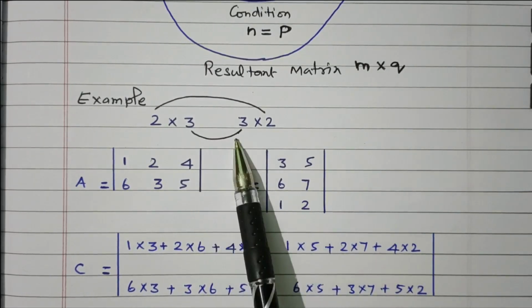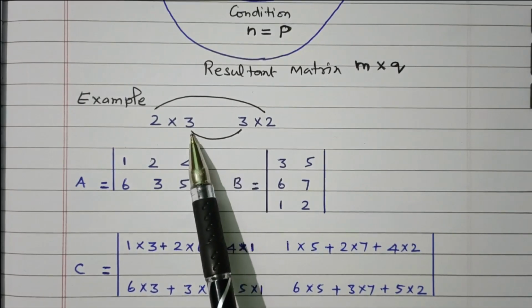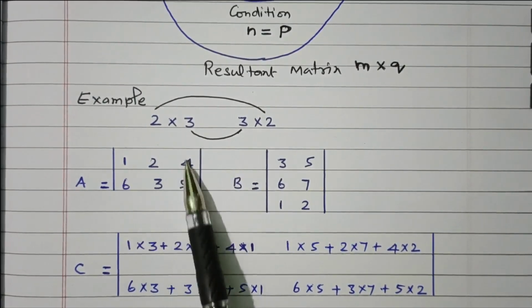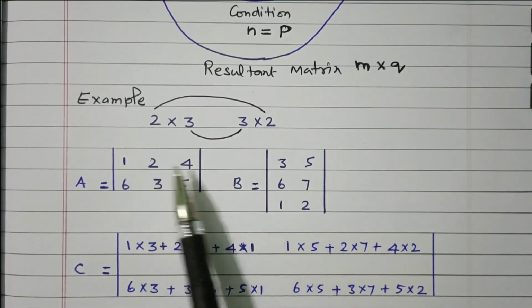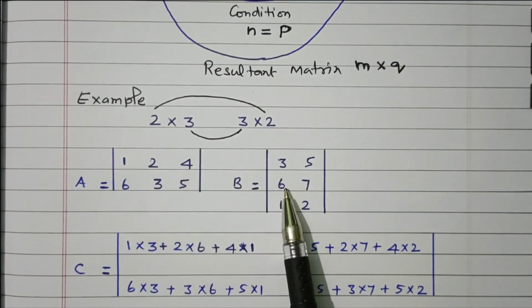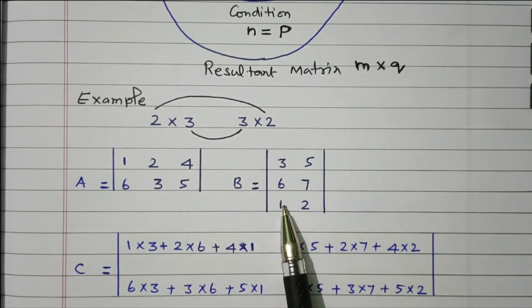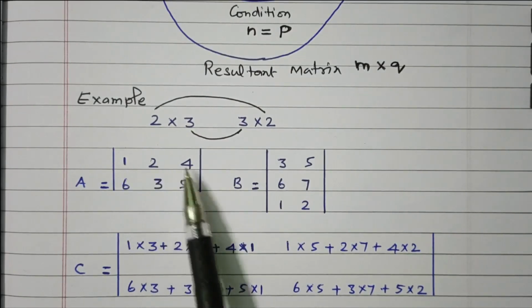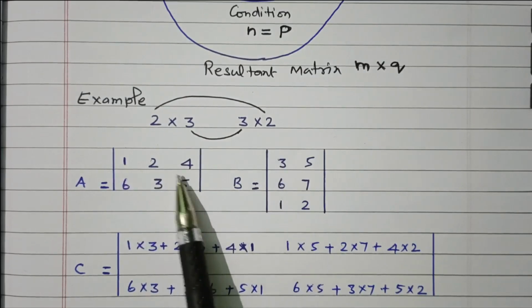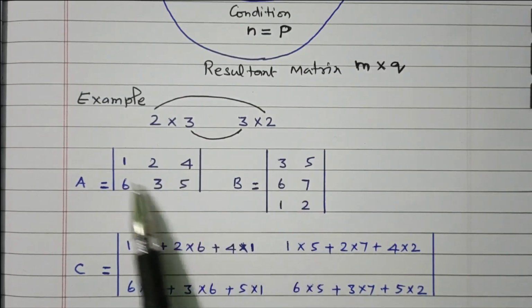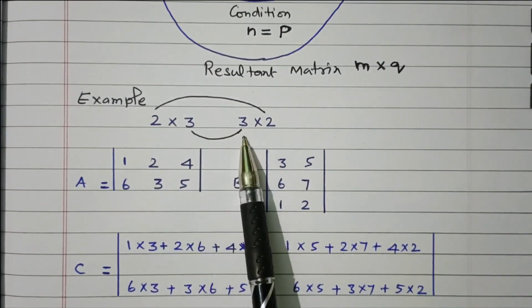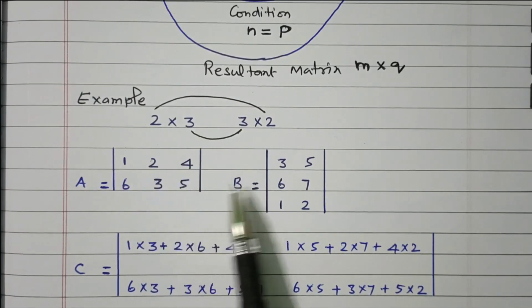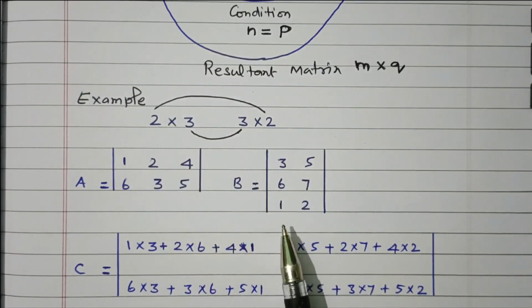Now this condition is satisfied. The number of columns in the first matrix is 3, and the number of rows in the second matrix is 3, so that we can go for multiplication. That is, 1 is multiplied with 3, 2 is multiplied with 6, 4 is multiplied with 1, then they are added together. So the number of columns should be equal to the number of rows, then only we can perform the multiplication. That's why we are checking these 3 should be equal to 3. The number of columns in the first matrix should be equal to the number of rows in the second matrix, right?